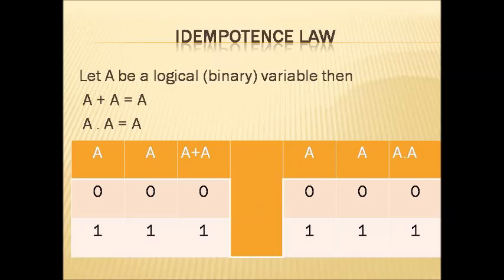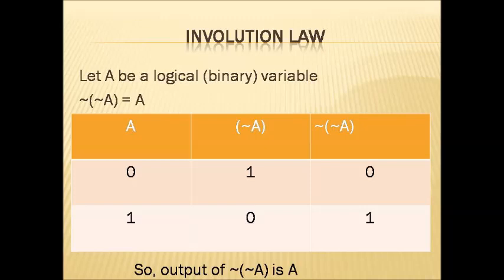Our next postulate is the involution law. On the screen you can see that A is a Boolean variable. Negation of negation A is equal to A. The same we have proved using the truth table. Here we can see that A has the values 0 and 1. Negation of A has the values 1 and 0. Again we find the negation of negation A. Then we can see that the truth columns of A and negation of negation A are the same. So we can say that negation of negation A is equal to A.